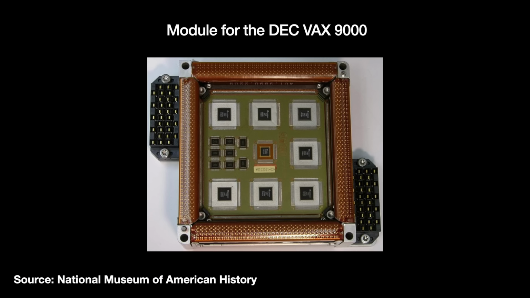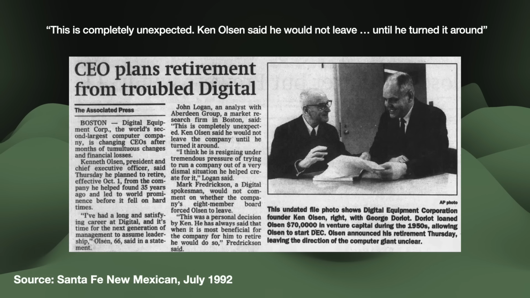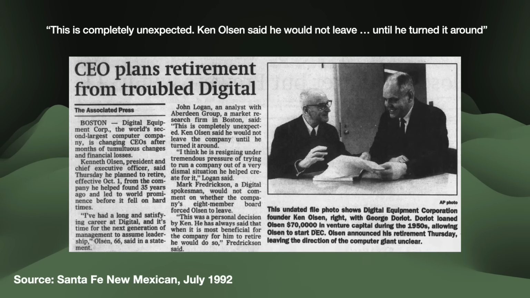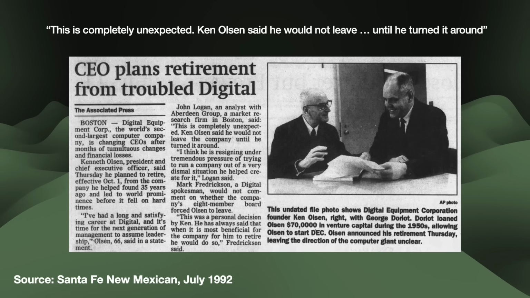A declining core minicomputer market, overinvestment in failed projects like the VAX 9000, and general strategic disarray translated to deep financial losses. As losses mounted throughout 1992, they would lose $2.1 billion that year. CEO Ken Olsen was forced to retire in July. He co-founded DEC and ran it for 35 years, so the news was so unexpected that observers said it felt like a California earthquake.